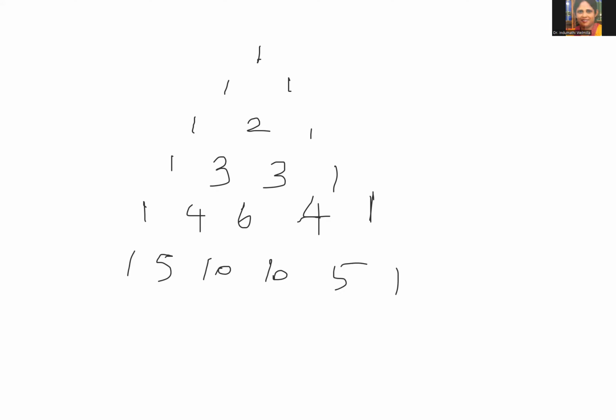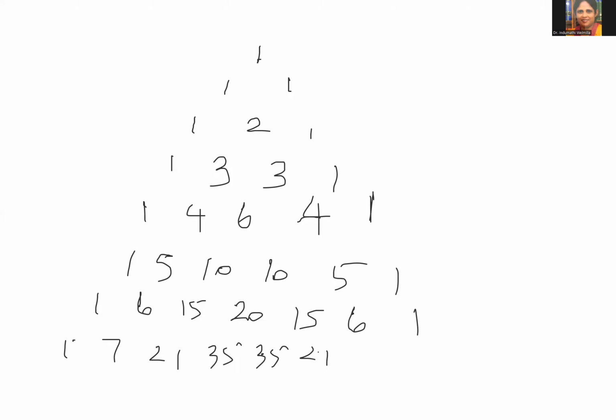One more row I write here: 1, 6, 15, again 20, again 15, and 6 and 1, right? Finally one more: 1, 7, 21, 35. You know the pattern, no? Just let me show you.